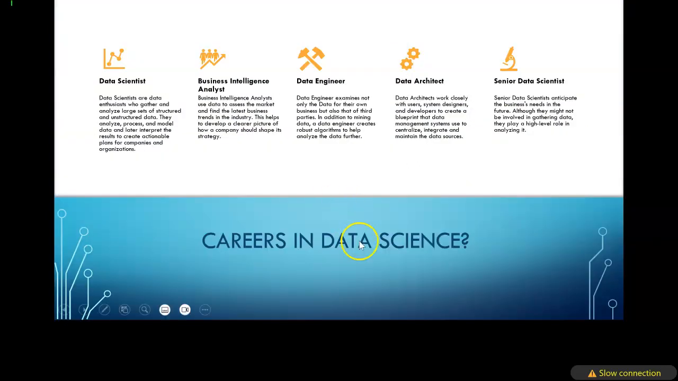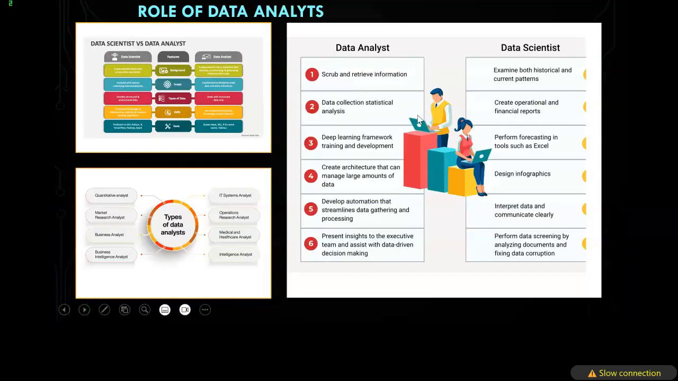These are some of the data science careers: to become data scientist, business intelligence analyst, data engineer, architect, or senior data scientist. So you can read and understand more. If you have any question, you can reach out.